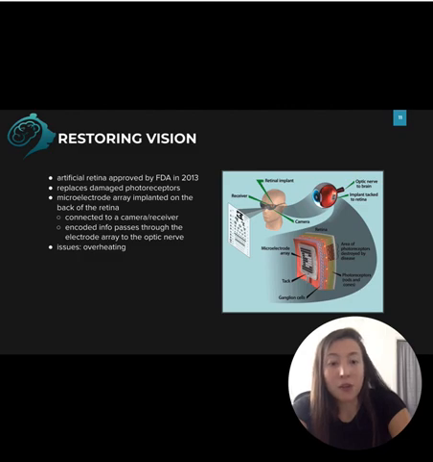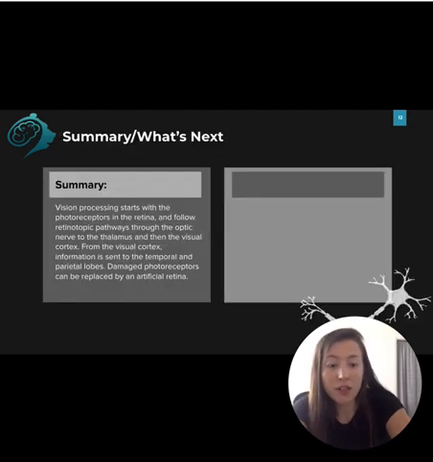One of the most difficult issues with this piece of technology is figuring out how to get it to not overheat, because obviously the tissues around your eyes are very sensitive. And artificial retinas are still very new, and they're highly uncommon, but this is just an area of research in restoring vision. So, quick summary.